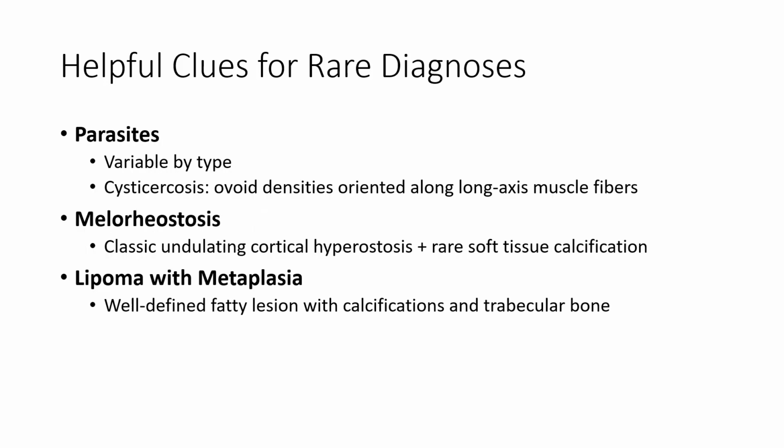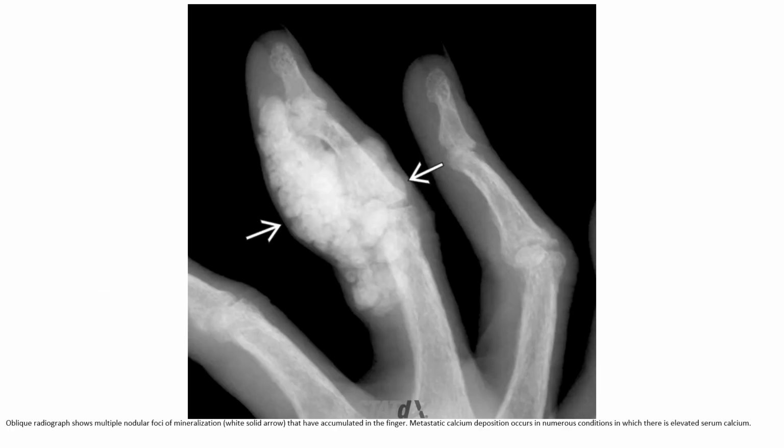Parasites, such as cysticercosis: ovoid density oriented along the axis of the muscle fibers. Melorheostosis: classic undulating cortical hyperostosis with adjacent soft tissue calcification. Lipoma with metaplasia: a fatty lesion with calcification and trabecular bone.